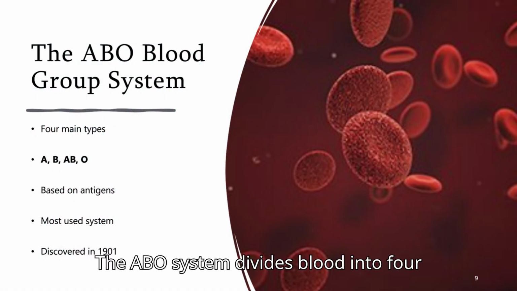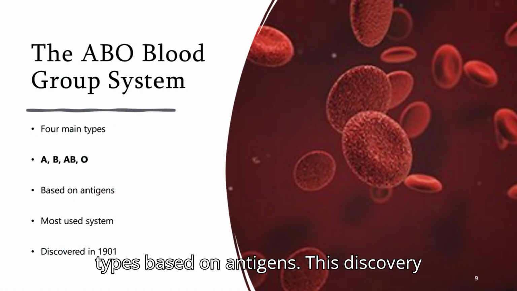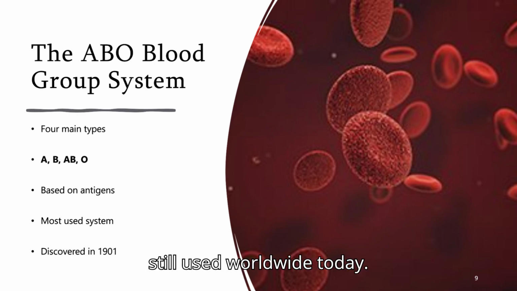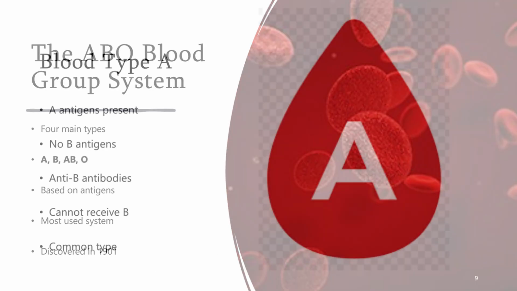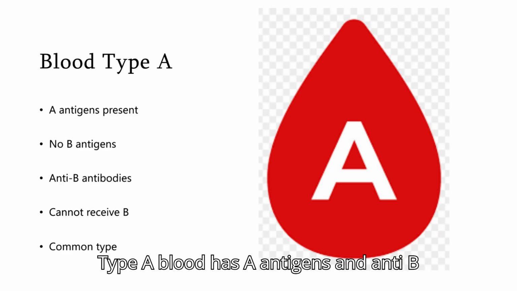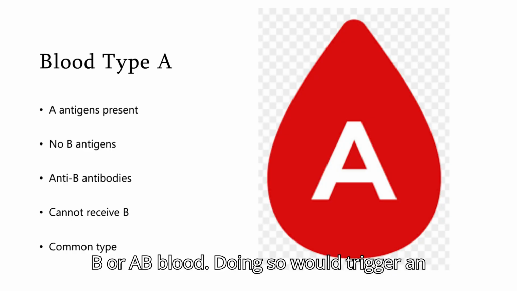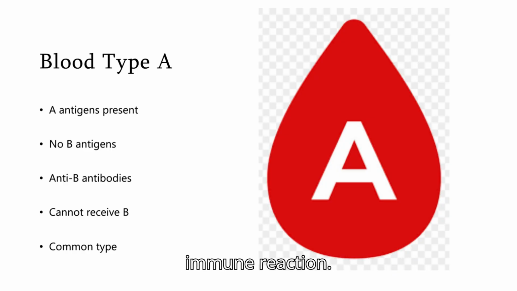The ABO system divides blood into 4 types based on antigens. This discovery made transfusions much safer, and it's still used worldwide today. Type A blood has A antigens and anti-B antibodies. This means it cannot receive B or AB blood. Doing so would trigger an immune reaction.